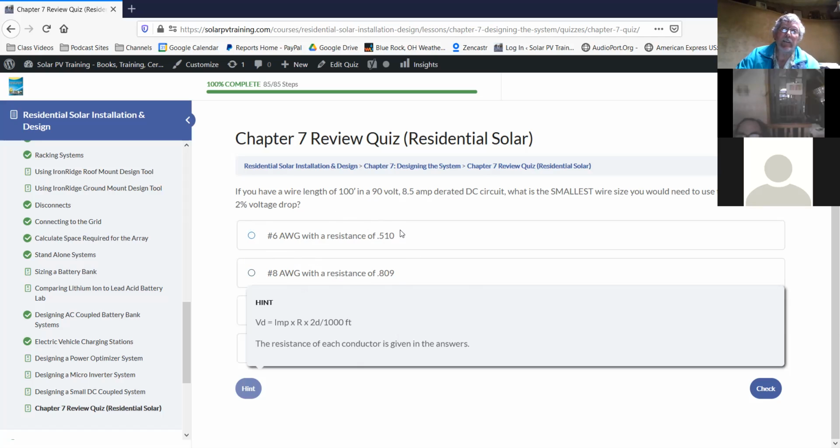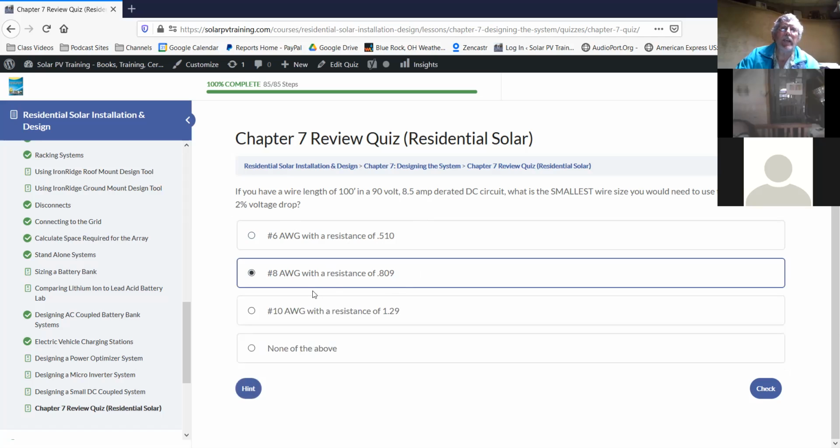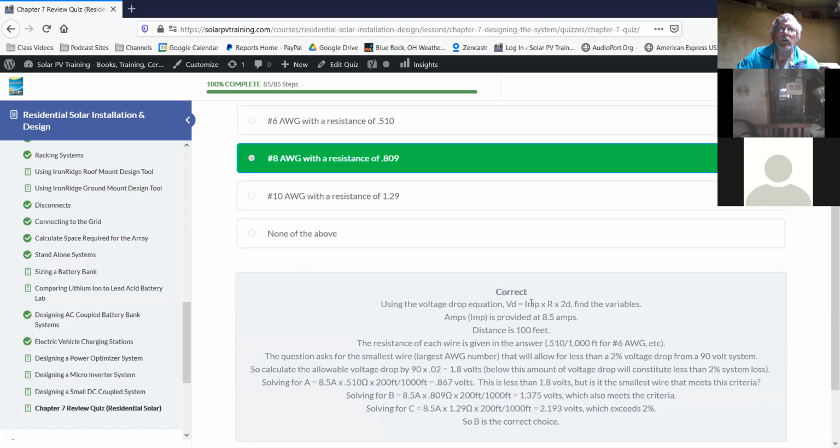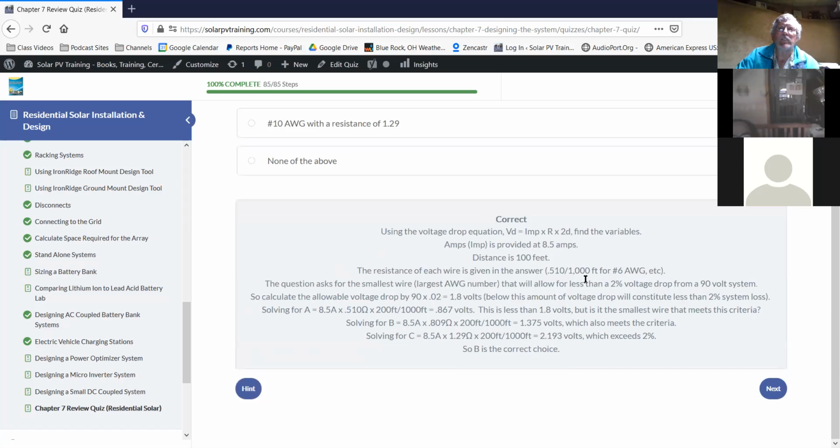Well, that meets the criteria, but the question is, what's the smallest wire? And 8 gauge is smaller than 6 gauge. So you do the same thing. You'd find that it's smaller than 2%. I think that is the best. Seems to me when we do the 10 gauge, you end up exceeding 2%. So if I select this, this just gives you the answers here.